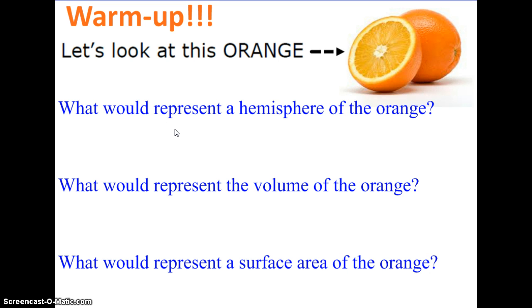A hemisphere of the orange would be if I cut the orange in half, then the half that I have in my hand is a hemisphere. The volume of the orange would be all the nice, good, juicy insides, i.e. the pulp. You know how when you buy orange juice, there's no pulp or low pulp or normal, original, okay? That would be all the meaty goodness that's inside the orange. And then the surface area should be the orange peel on the outside that you peel off to get to the pulp.